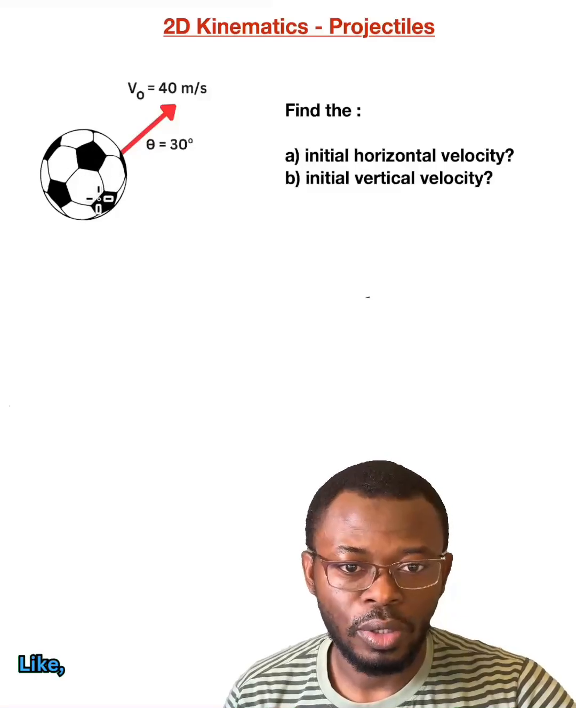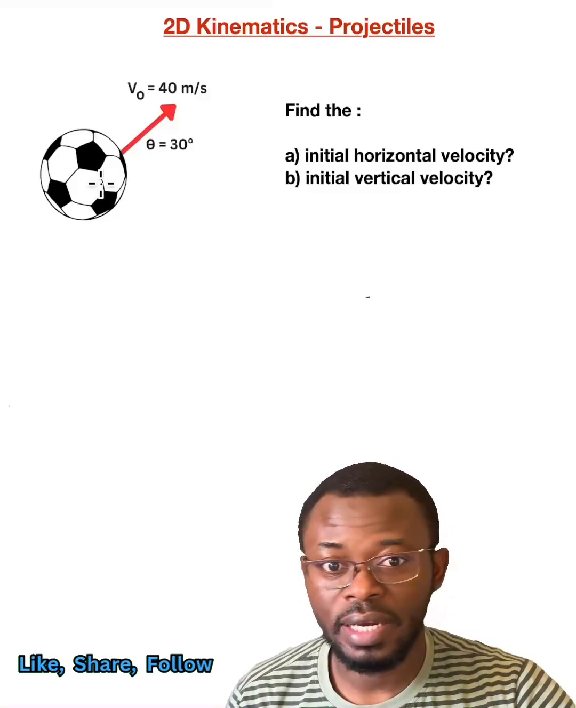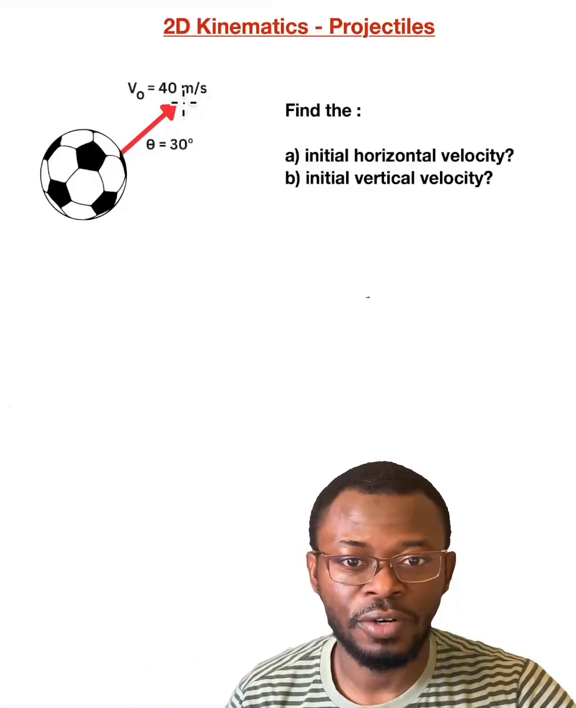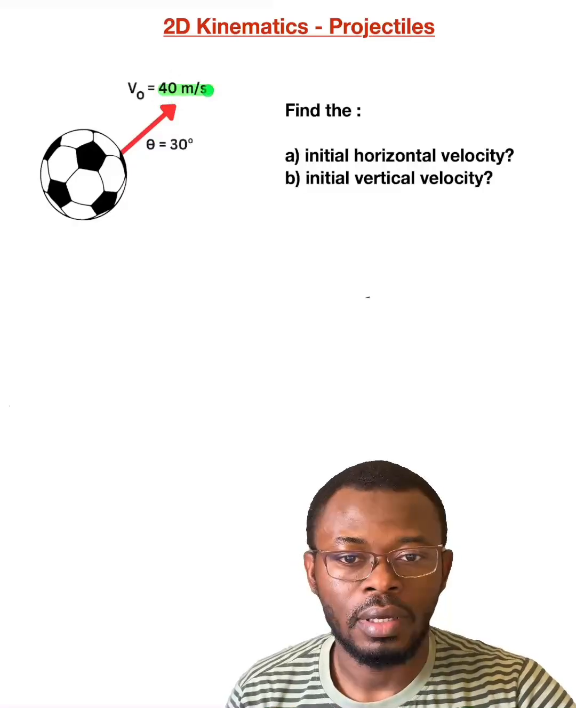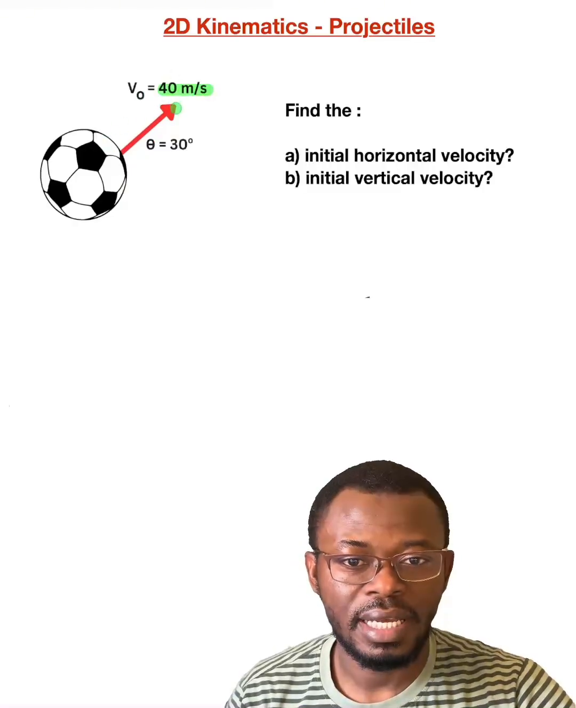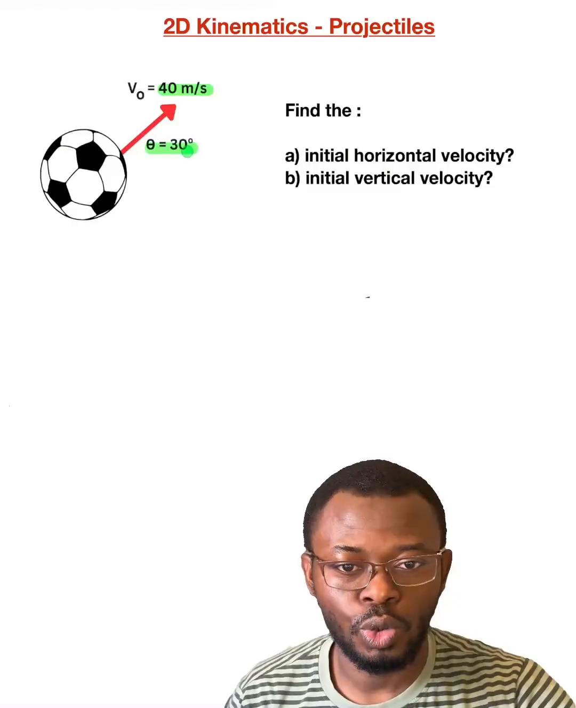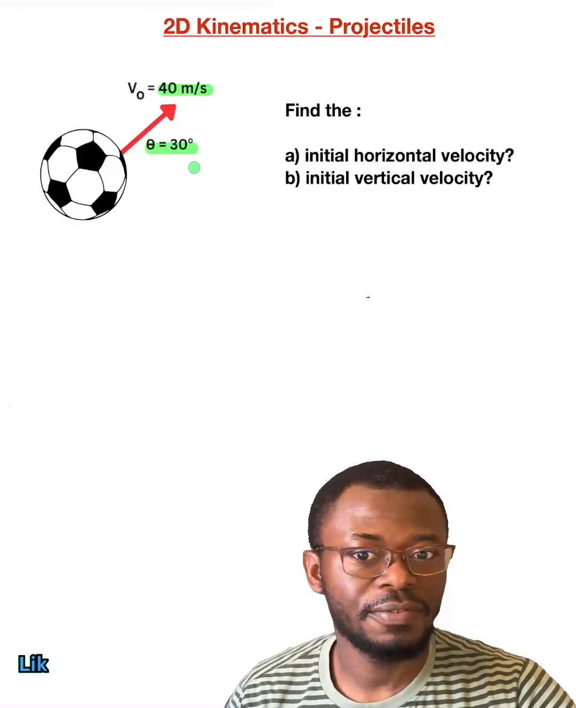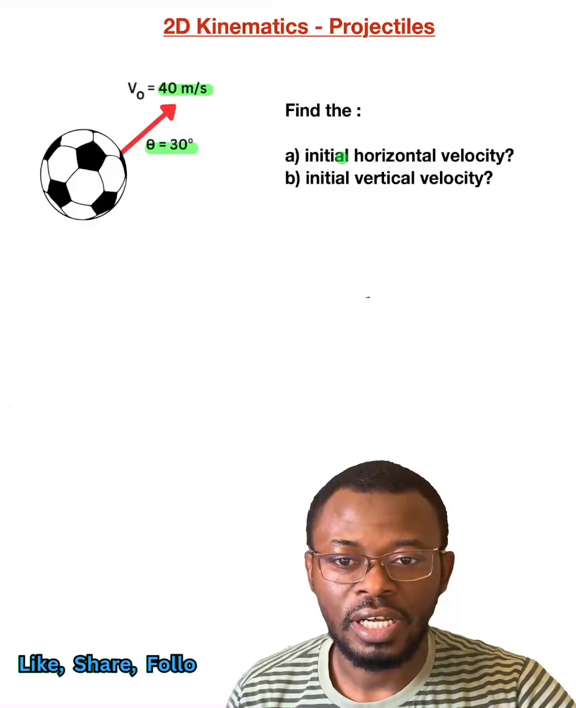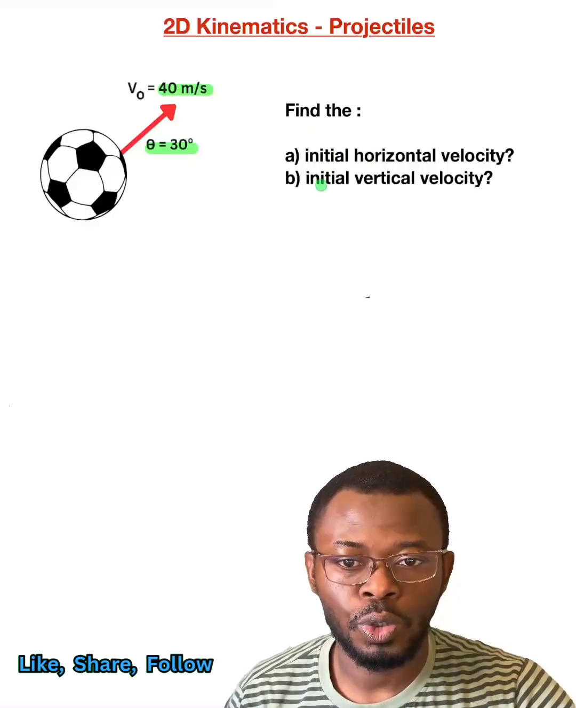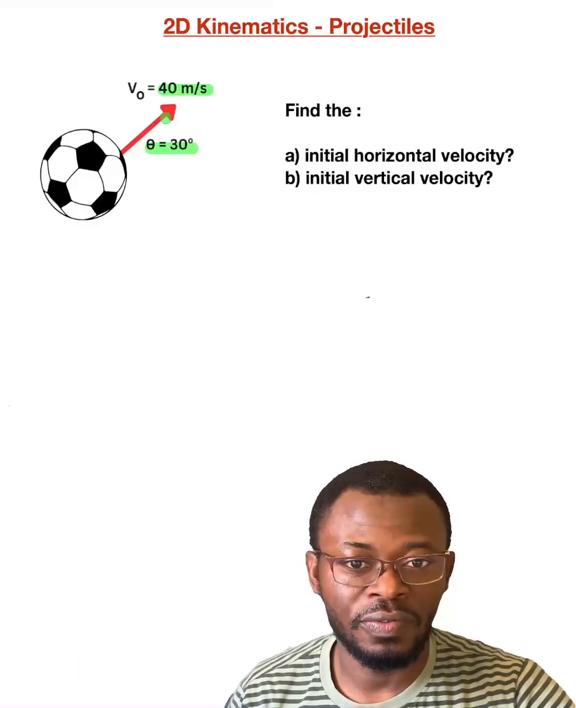We have a soccer ball which is kicked into the air with an initial velocity of 40 meters per second. And this velocity makes an angle of theta equals 30 degrees to the horizontal. The task is for us to find the initial horizontal velocity and also the initial vertical velocity of this kick.